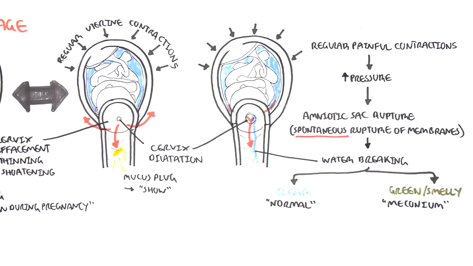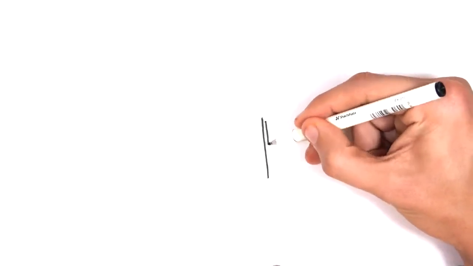Spontaneous rupture of membranes can occur anywhere along the amniotic sac, not necessarily near the cervix.